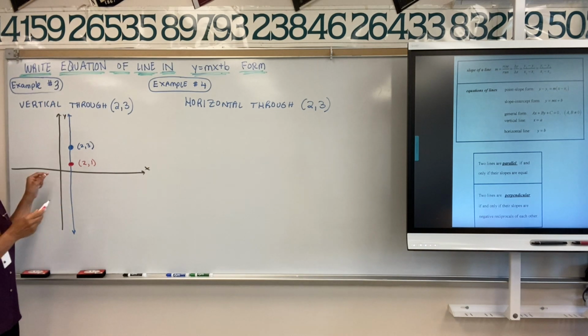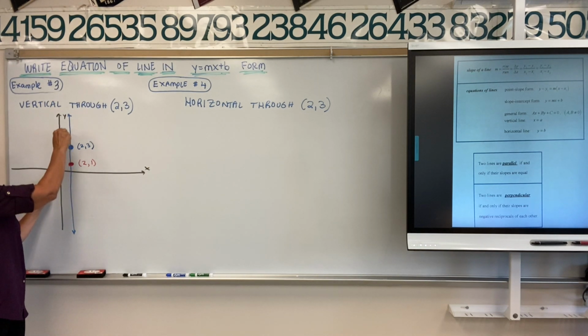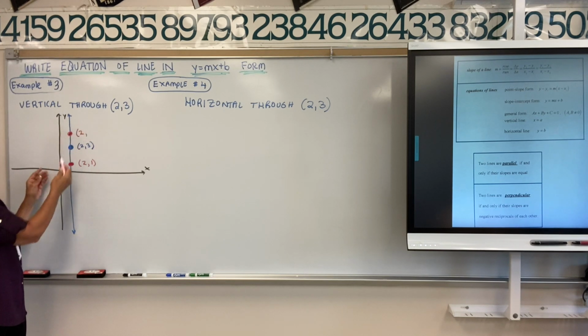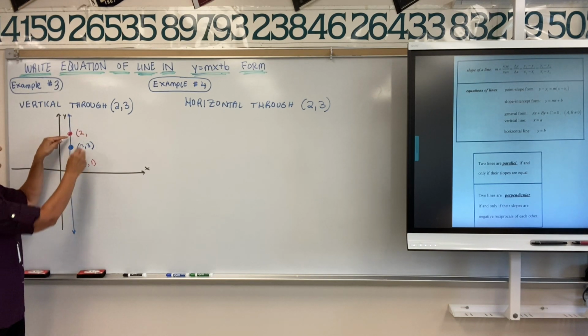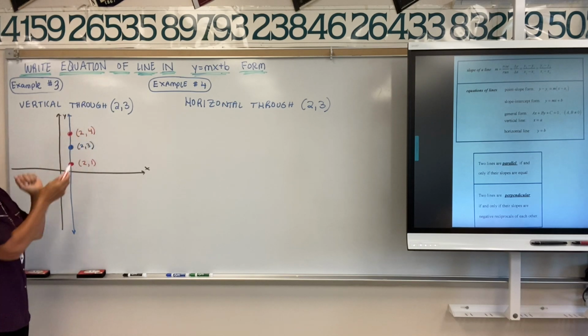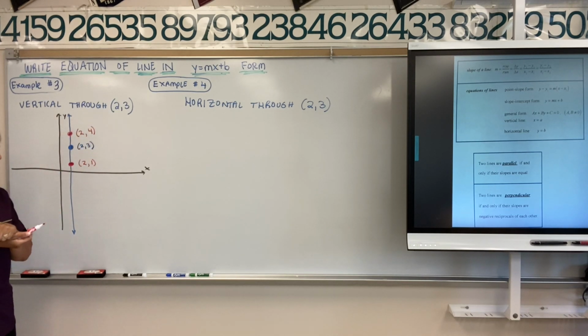Let's do another one, okay? So let's go over to 2. Let's put one up here. You're going to go over to 2, and then let's say maybe we're going up past 3, so maybe to 4, okay? Just estimating some points, all right?